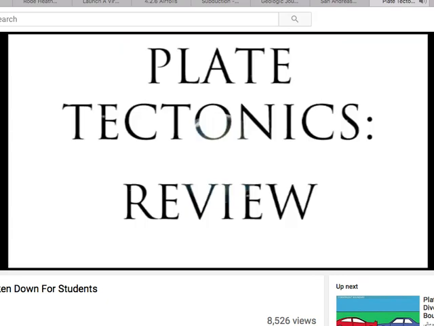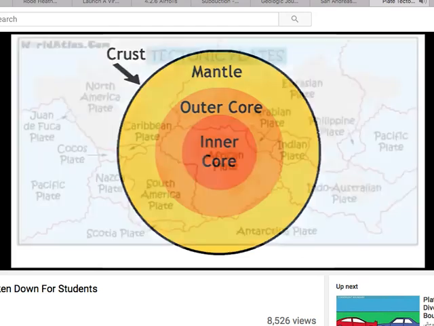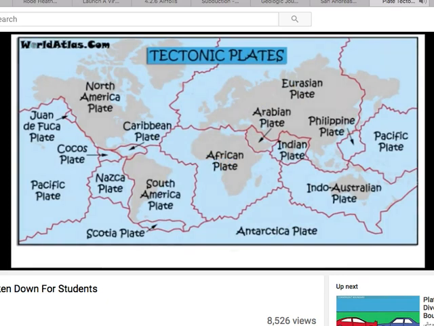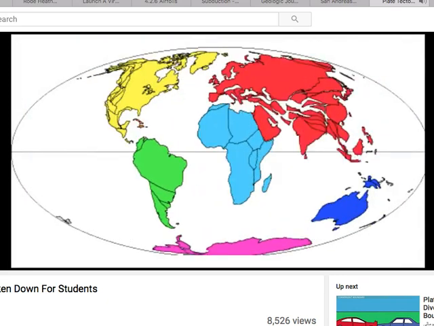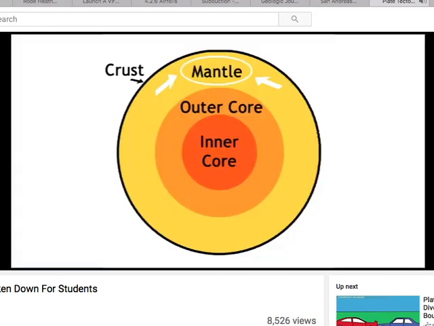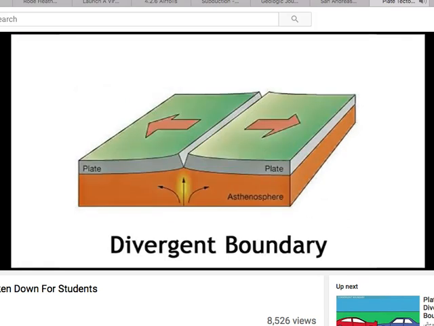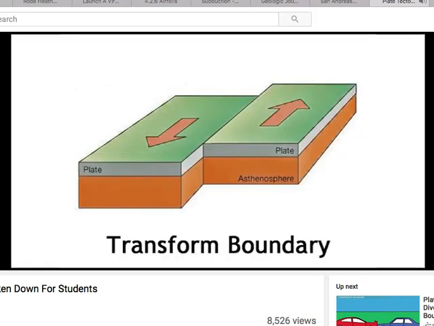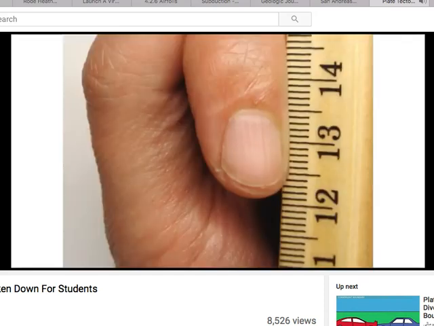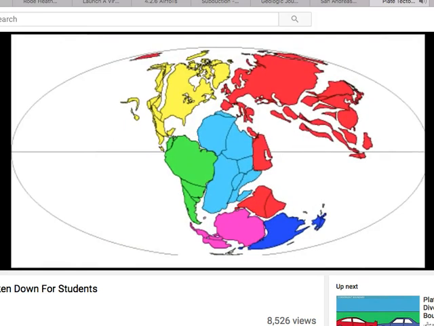Okay, so let's review. The Earth is made up of layers, and the top layer is the crust. The crust is broken down into tectonic plates, which very slowly move around the Earth because of movement in the mantle, which is the hot layer of melted rock under the crust. The plates move together at convergent boundaries, they move apart at divergent boundaries, and they slide past each other at transform boundaries.